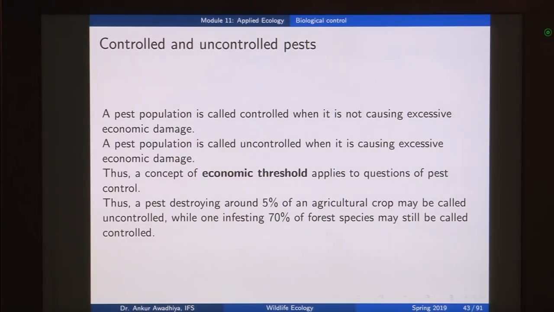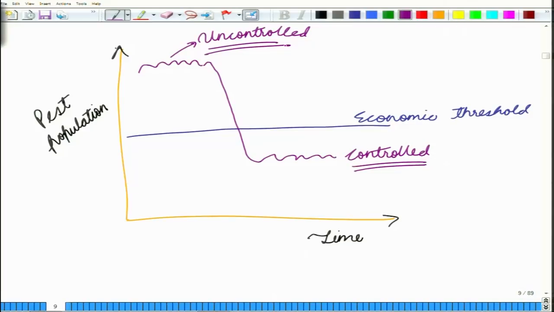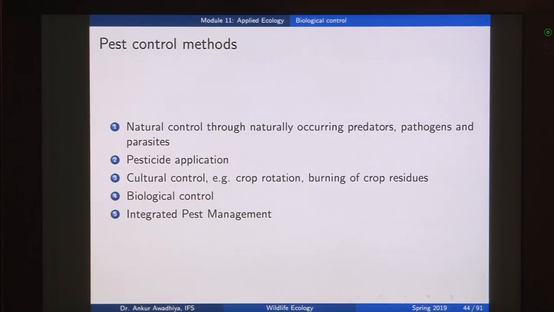Now, if you have pests, and especially when you have these uncontrolled pests, you need to have some ways of solving the issue. So, we have a number of pest control methods that have been used for a very long time. Now, the easiest method is the natural control. In the case of a natural control, you do not do anything. So, how does a natural control work?